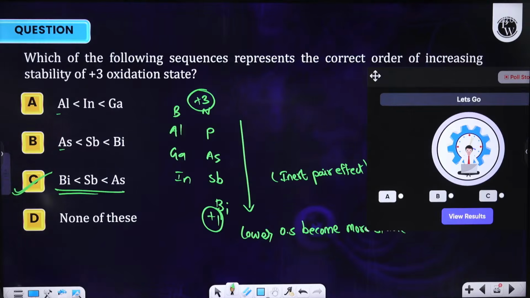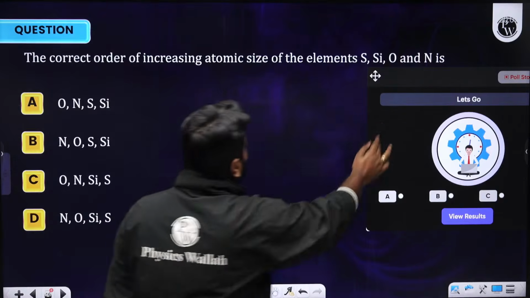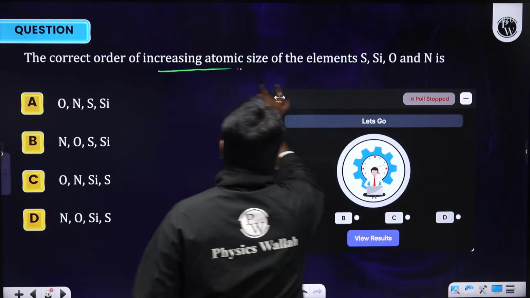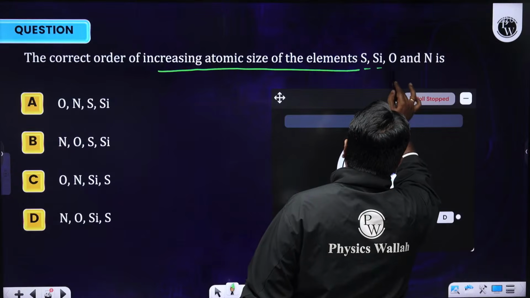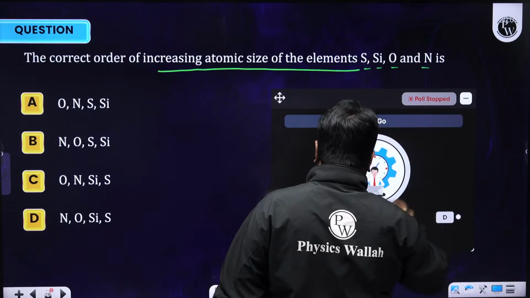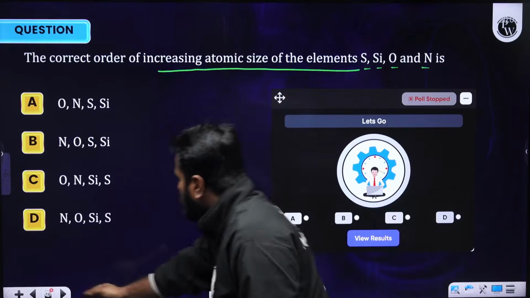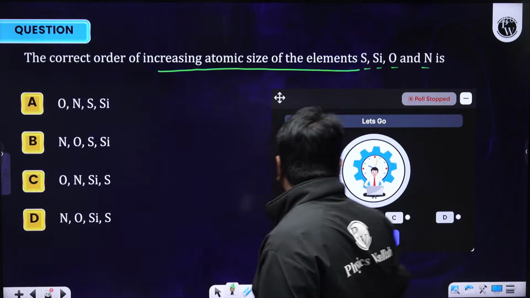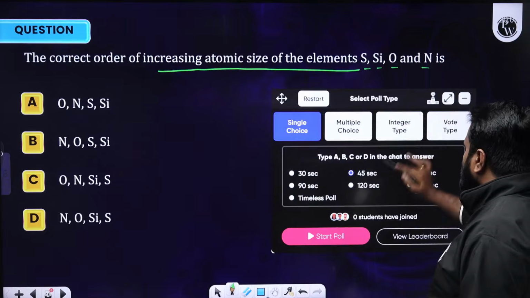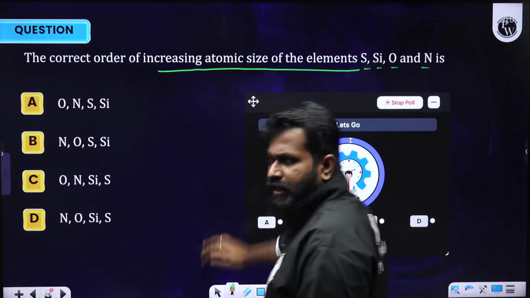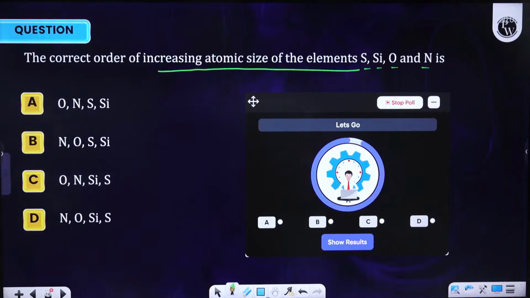Then next question. The correct order of increasing atomic size of elements sulfur, silicon, oxygen, nitrogen. Okay, this is the previous question's answer, no? The previous question answer is option C. I will finish this. Next question. Correct order of increasing atomic radii. Correct order of increasing atomic size of elements: sulfur, silicon, oxygen, nitrogen.